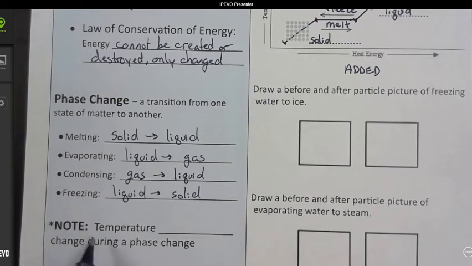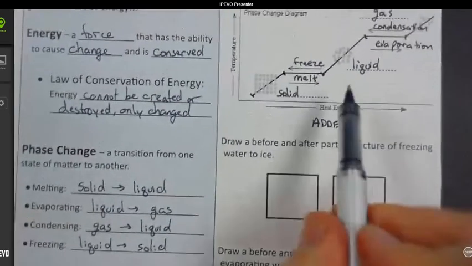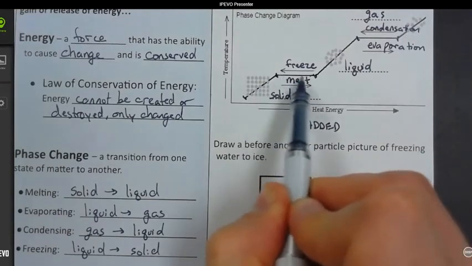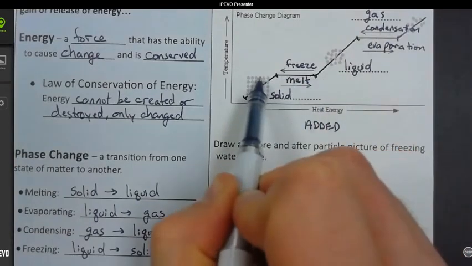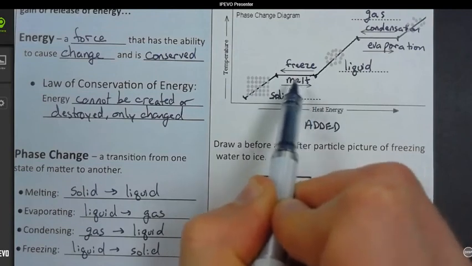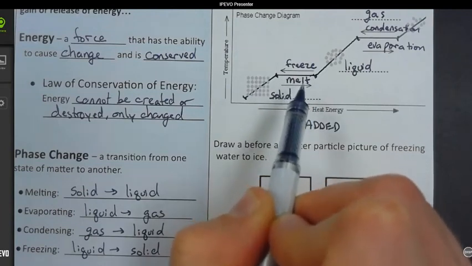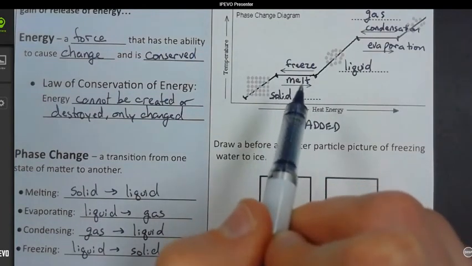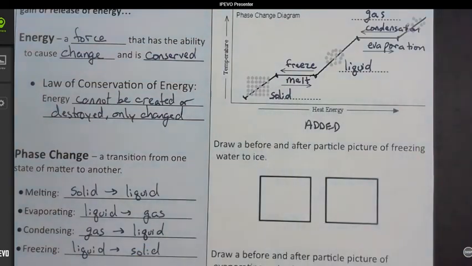And it's important to note that temperature does not change during a phase change. Super important. So during our phase change plateaus here and here, the temperature, our y-axis value, stays constant. So while something is melting, it's not warming up. The energy is causing it to just change from a solid to a liquid.